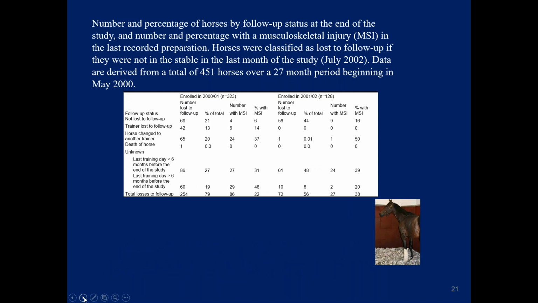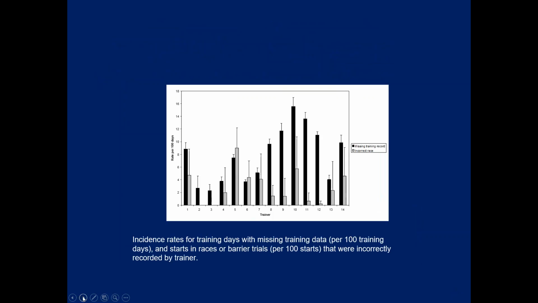Also, in terms of not controlling for but explaining where bias comes in, it's useful to explain where you lost things to follow-up and why they were lost to follow-up. This is again a table from my PhD in which we were looking at injuries in thoroughbred racehorses.